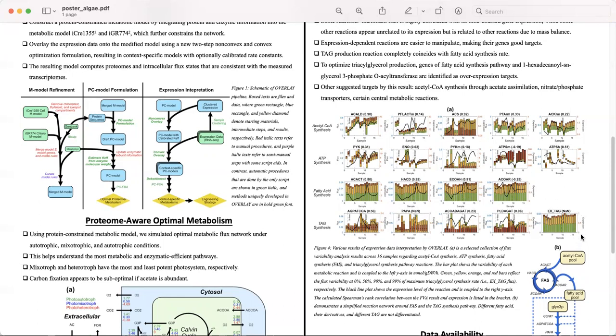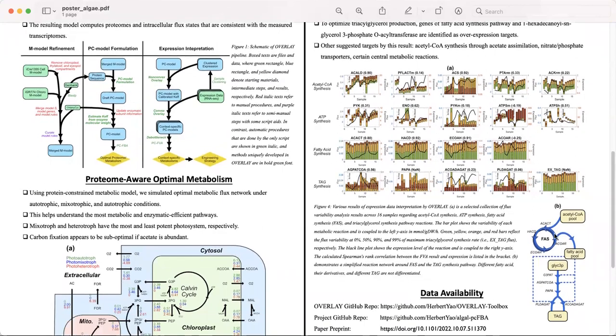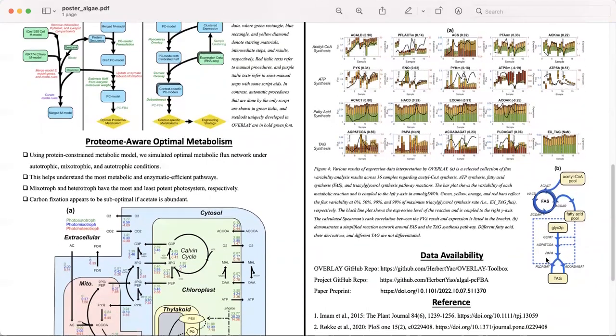Well, given our estimated rate constants, it's also possible that some other reactions are dictating the rate of TAG production as well, maybe somewhere along the line of TAG synthesis, and the relationship of these reactions you can see in this graph right here.